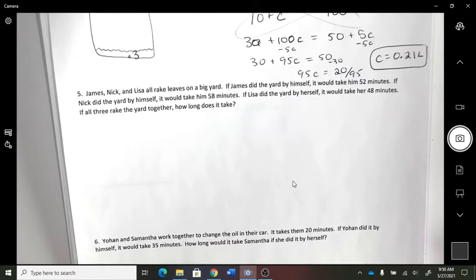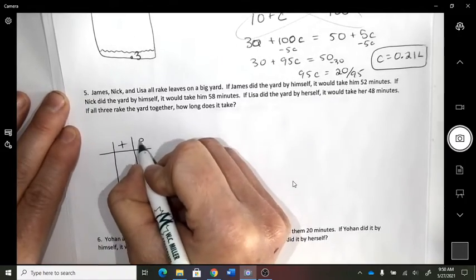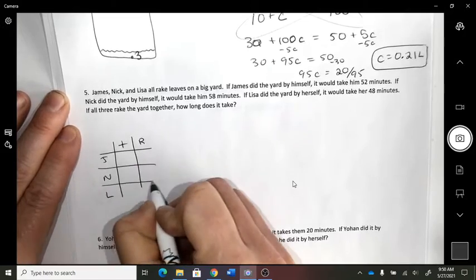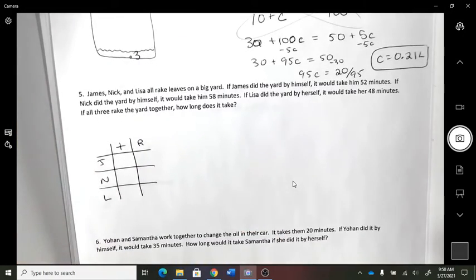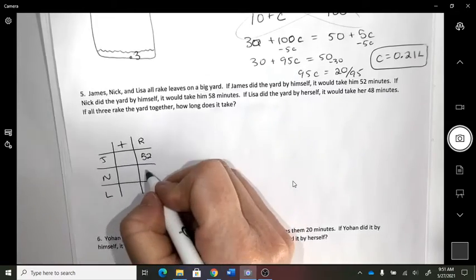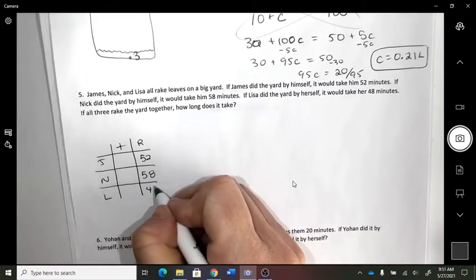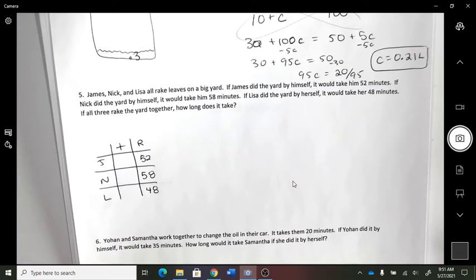James, Nick, and Lisa all rake leaves in the yard. If James did the yard by himself, it would take him 52 minutes. So time and rate. James, Nick, Lisa. So if James did it all alone, it would take him 52 minutes. That is his rate. If Nick did it by himself, it would take 58. Lisa by herself would take 48. If they all work together, how long would it take?